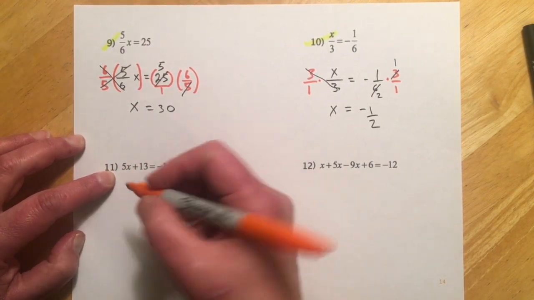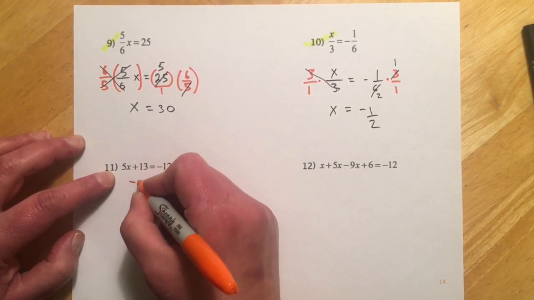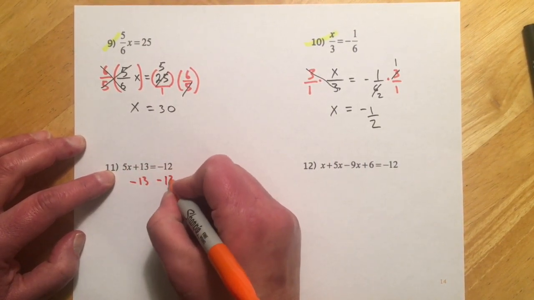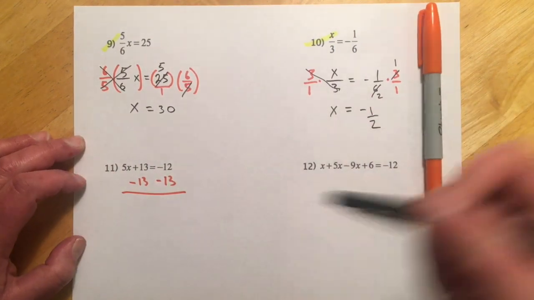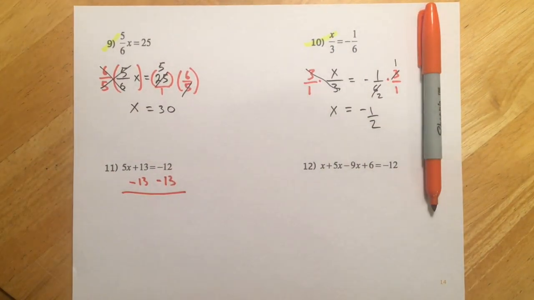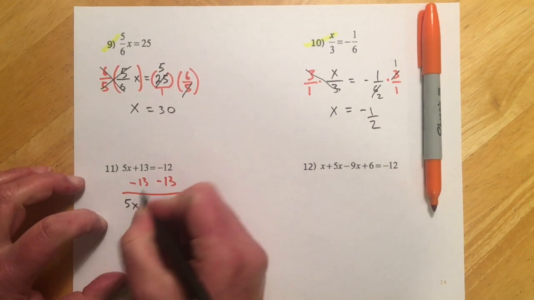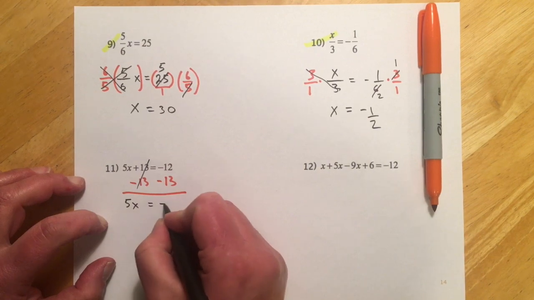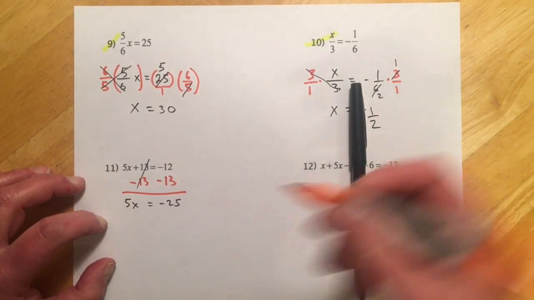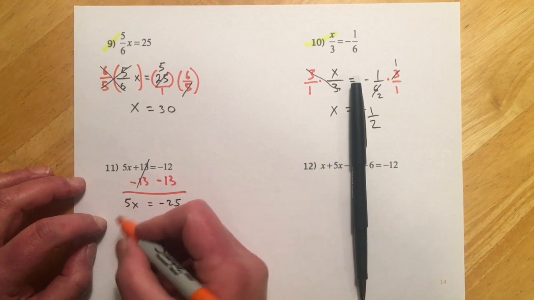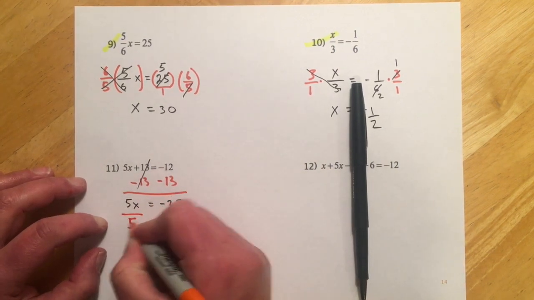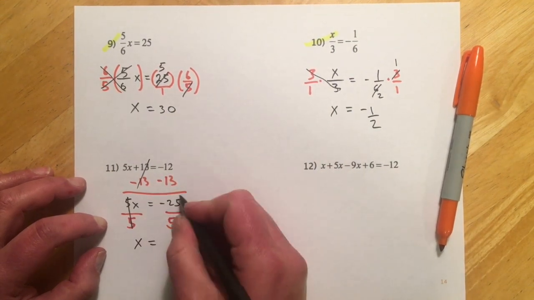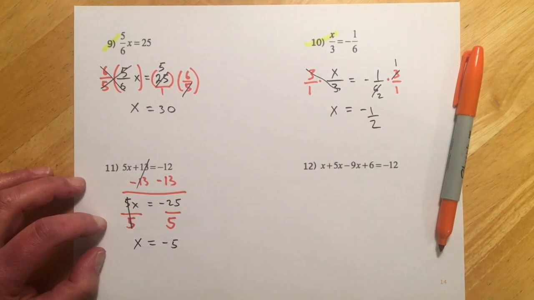So nothing to simplify, so I'll go to the add and subtract. So I'm going to go minus 13 on both sides to get that 13 out of there, because I'm trying to get at the x. And that gets us 5x. Those are gone. Minus 12 minus 13, so we're getting more negative, and that's going to be negative 25. And then we've got a 5 multiplying, so I have to divide to undo that. And 5s cancel, and I got x equals negative 5.